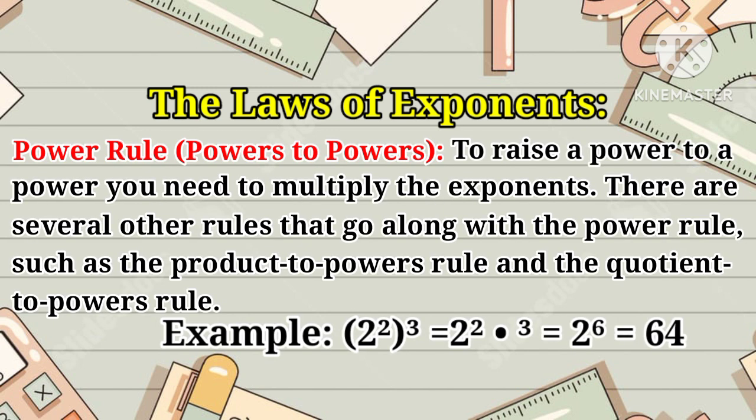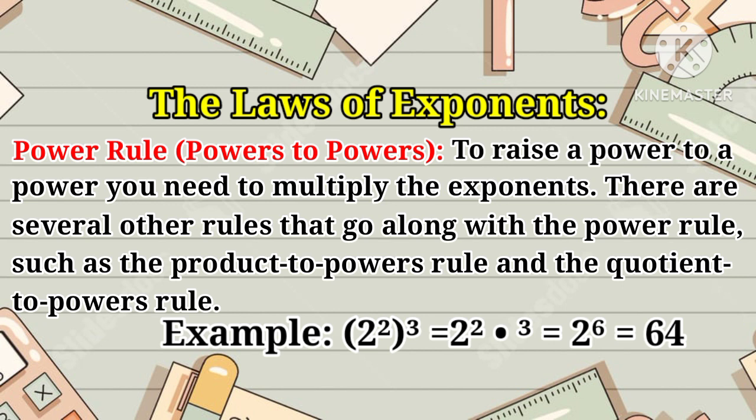Next is the power rule, or powers to powers. To raise a power to a power, you need to multiply the exponents. There are several other rules that go along with the power rule, such as the product to powers rule and the quotient to powers rule.